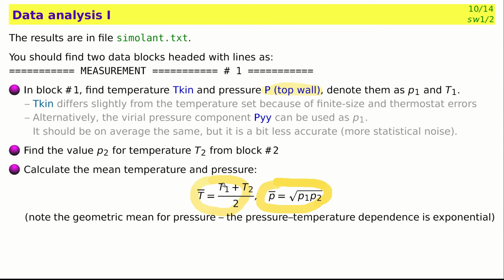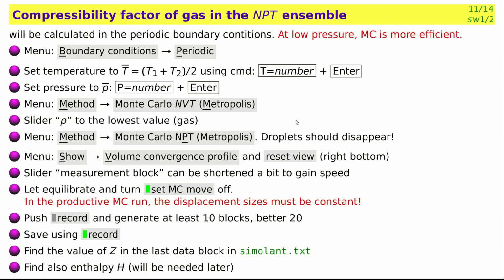It may happen that the kinetic temperature that you find in this file will differ a bit from the temperature you set. Then it's better to use the temperature that you find here. It's not a big difference, but it's a bit better. Then you will run an NPT simulation.